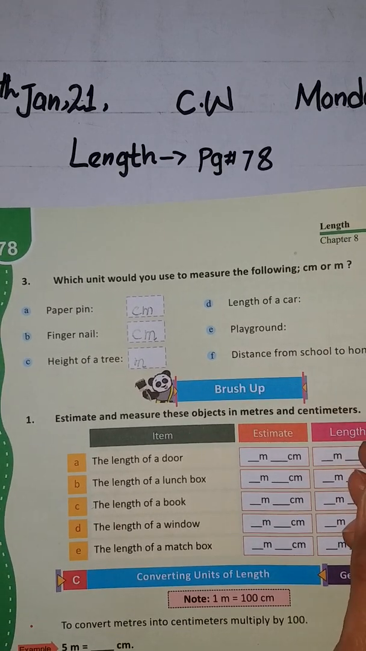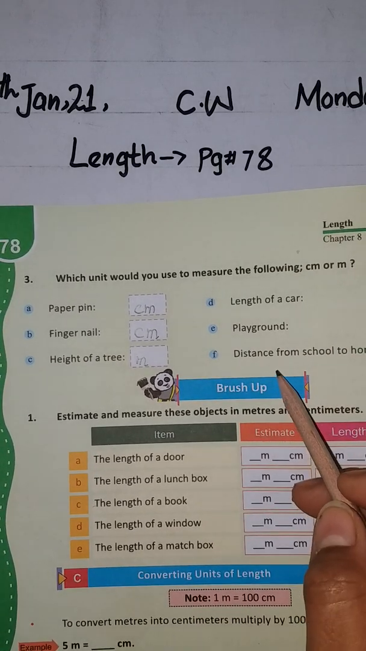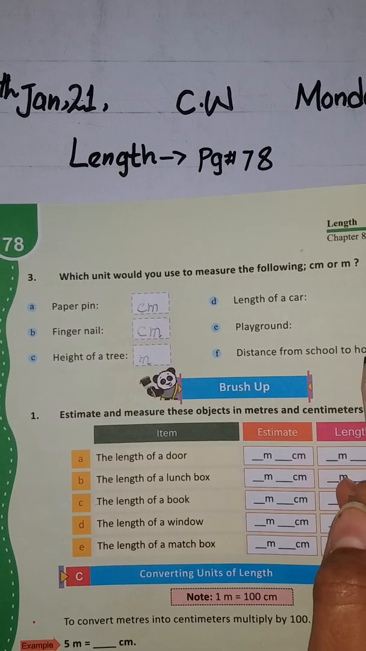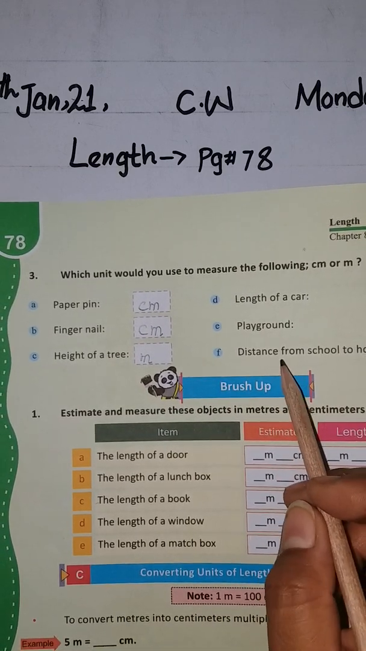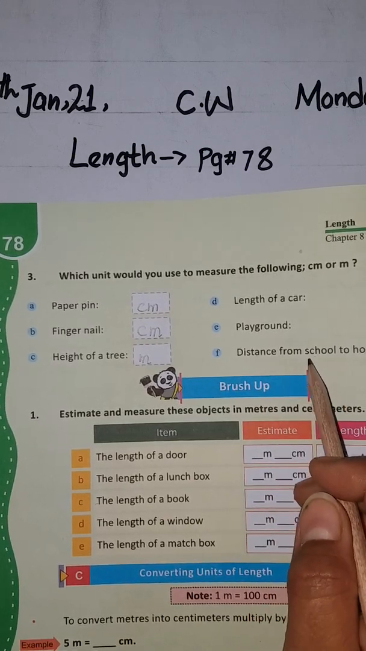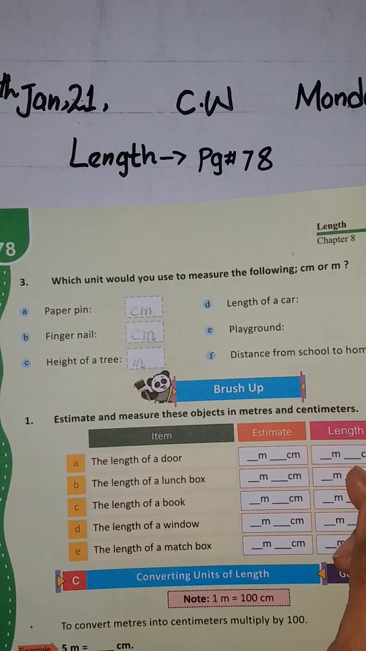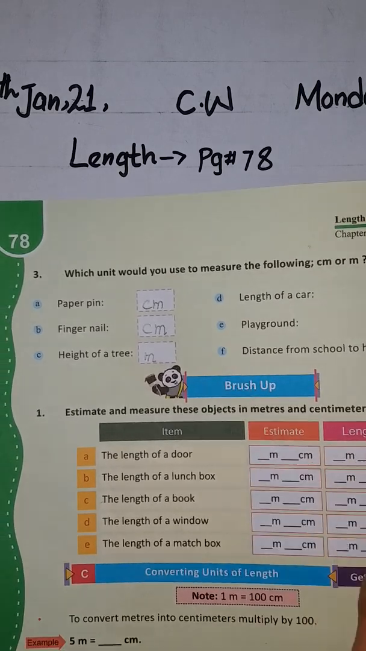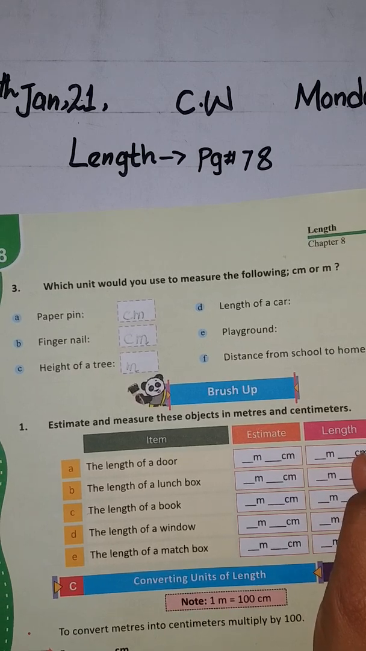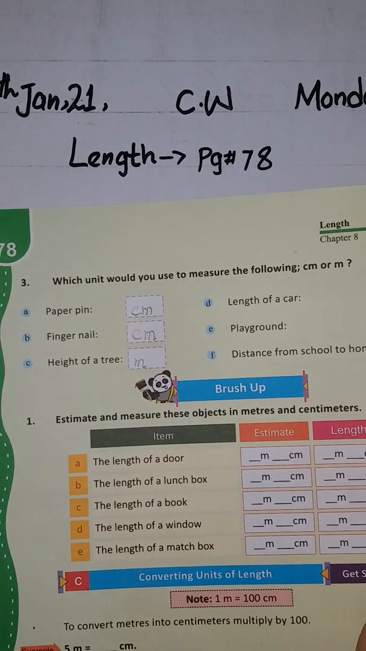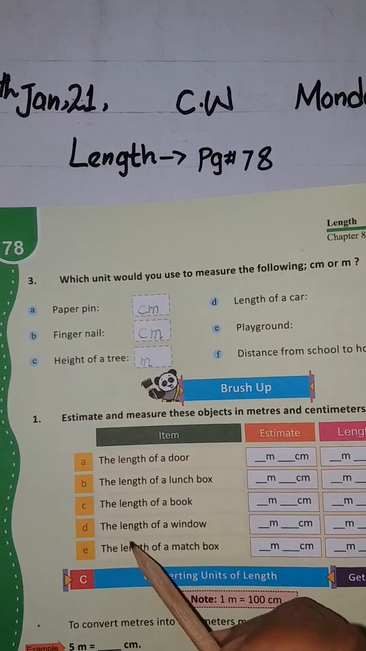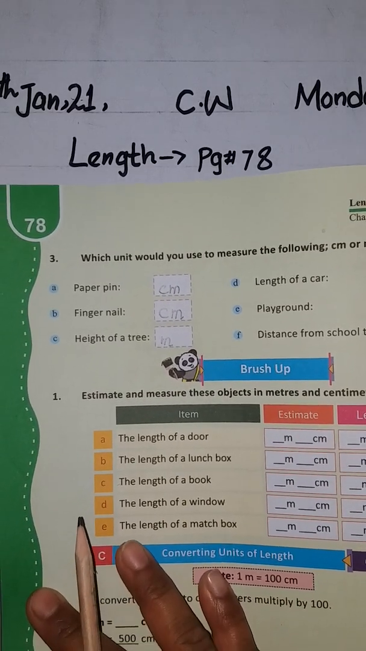meters and kilometers. Okay, and distance from school to home. Yes, distance is a bigger unit than meters and centimeters, so distance is always measured in meters and kilometers. Okay, so we measure the distance in kilometers. km. Okay, meters you can say meters and kilometers. Okay, now brush up question number 1.